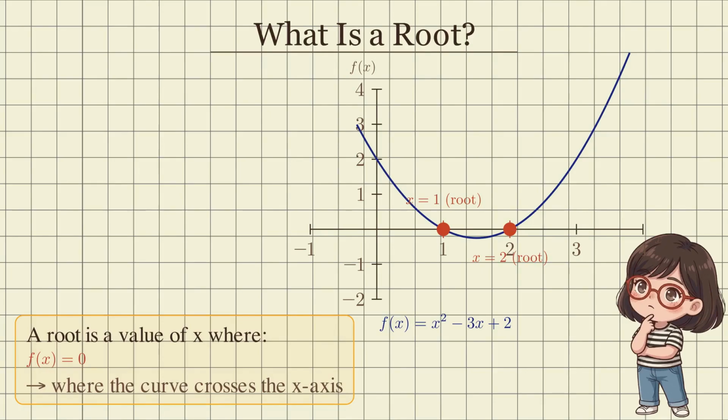We can verify algebraically. Plug in x equals 1. 1 minus 3 plus 2 equals 0. Correct. Plug in x equals 2. 4 minus 6 plus 2 equals 0. Correct. The graph and algebra always agree.